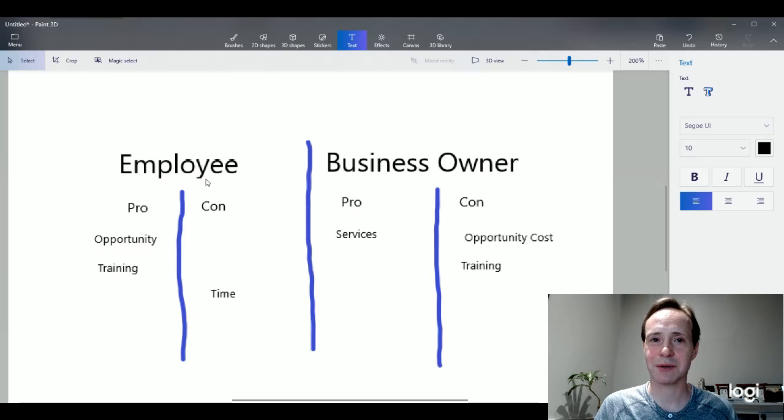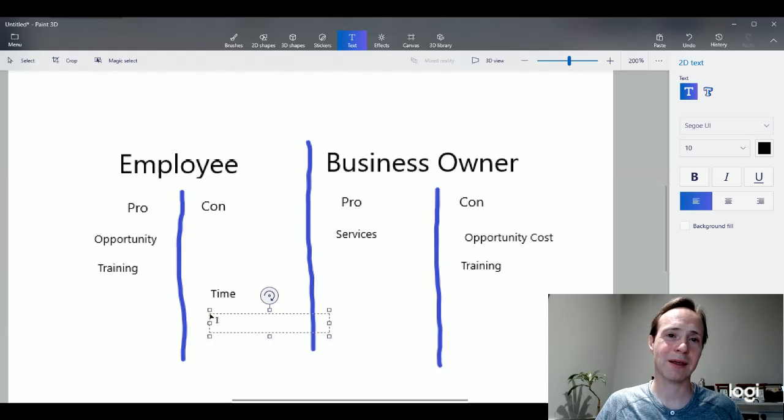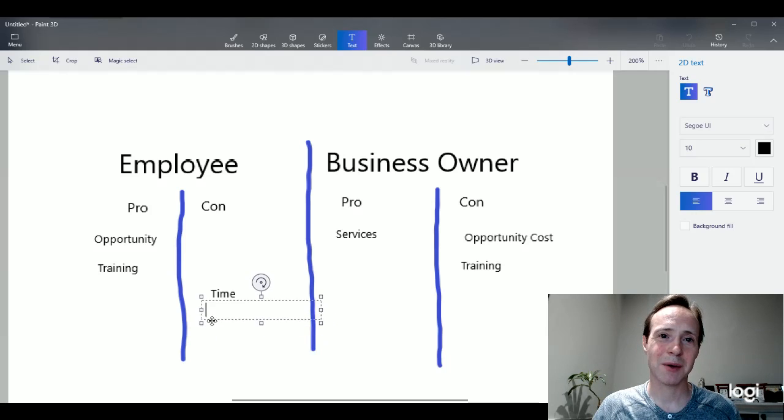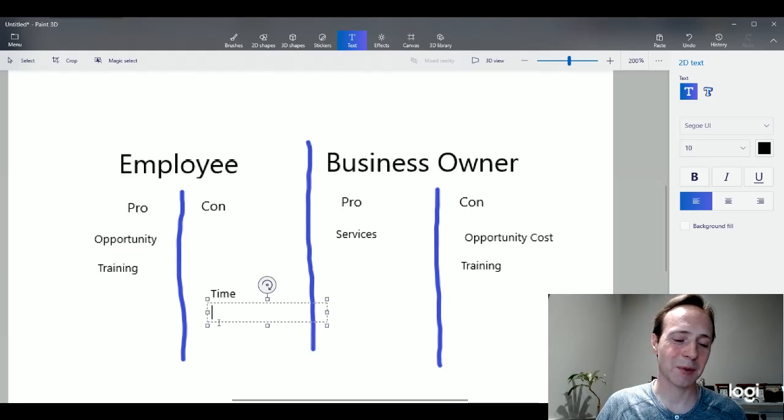I'm not getting the real value for my labor. And that's a con in the way that the employee thinks. They're thinking, well, gee, if I had just sold my labor to somebody else, maybe I could have gotten a better price for that labor. So, not getting the full value, I guess, would be the way to put it.